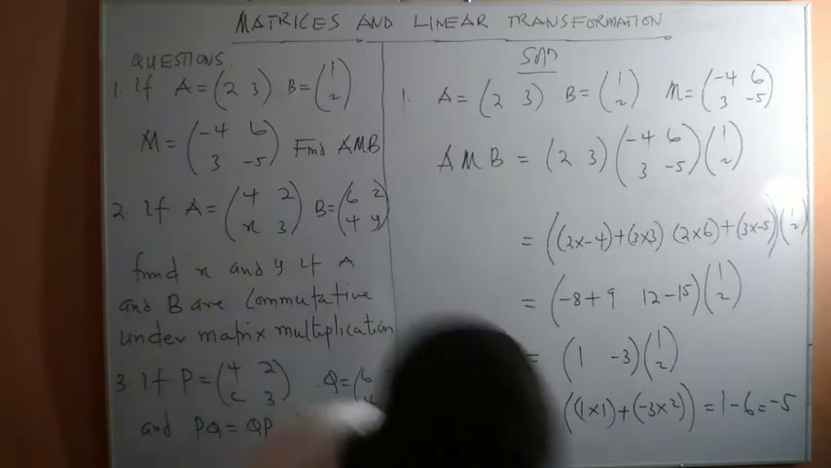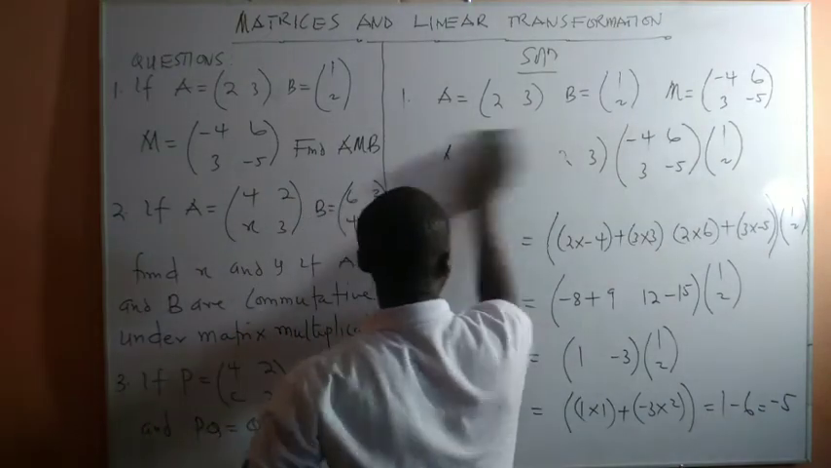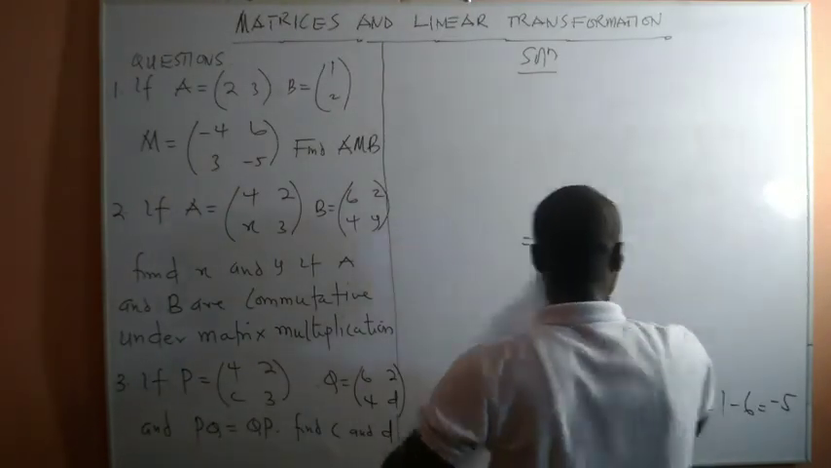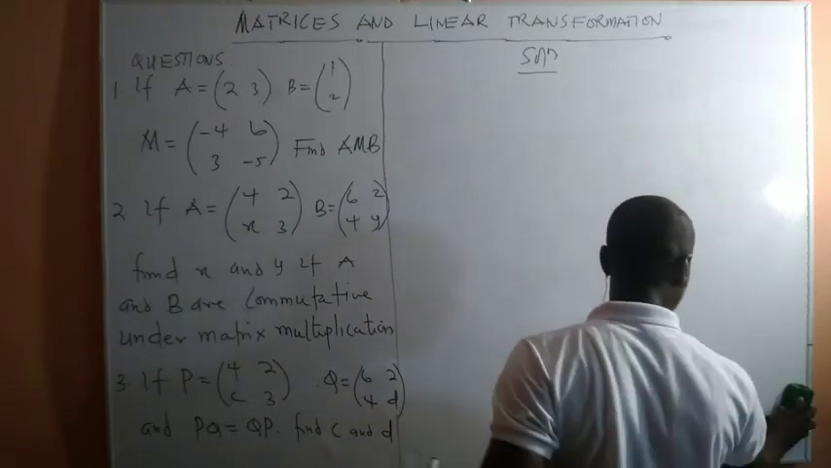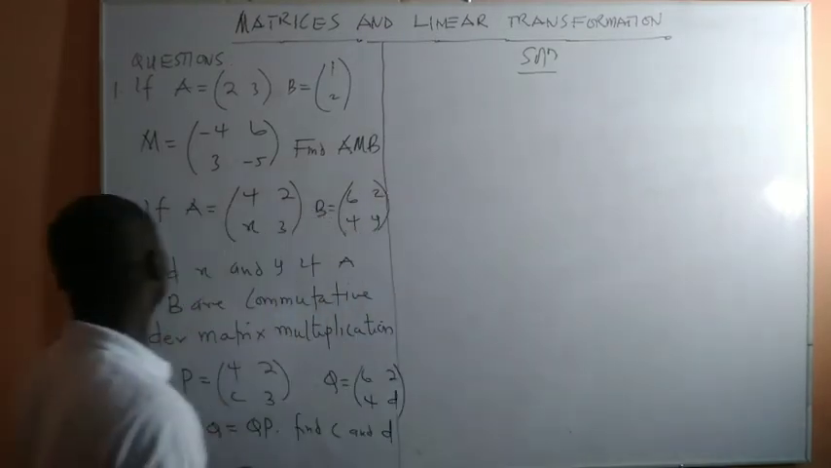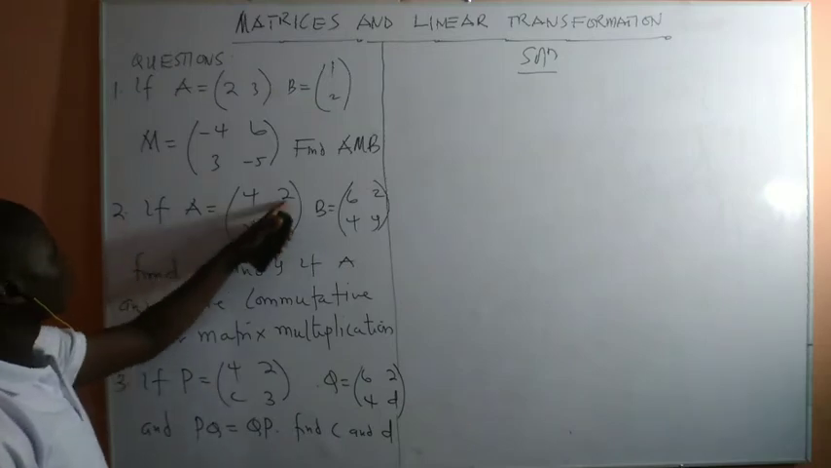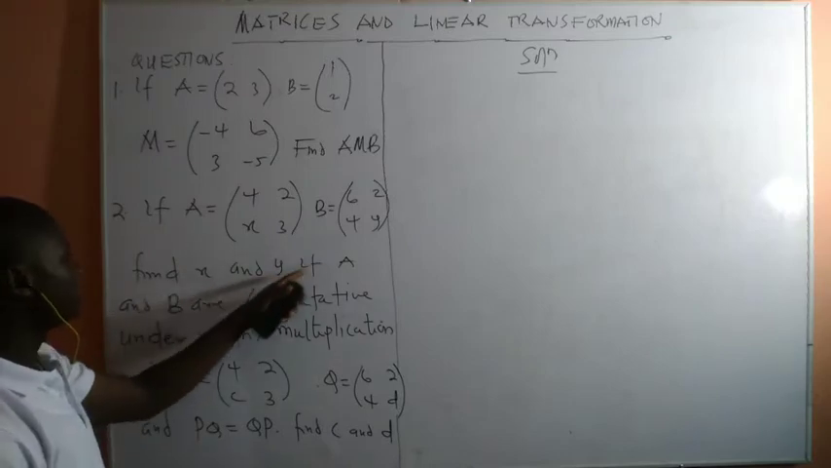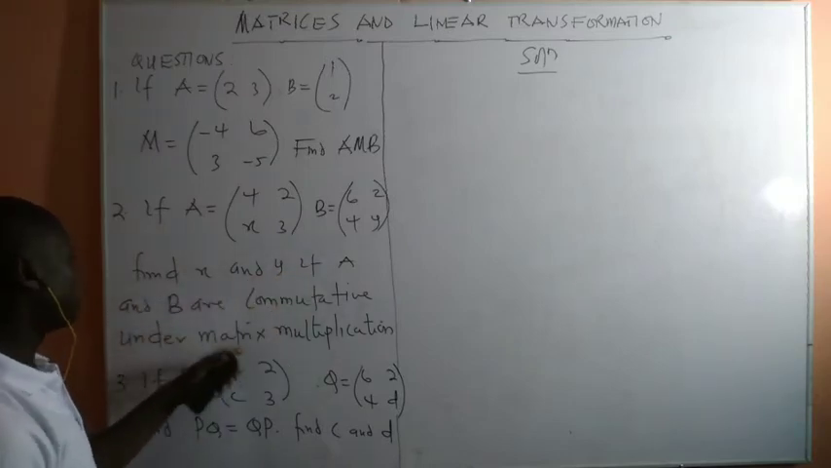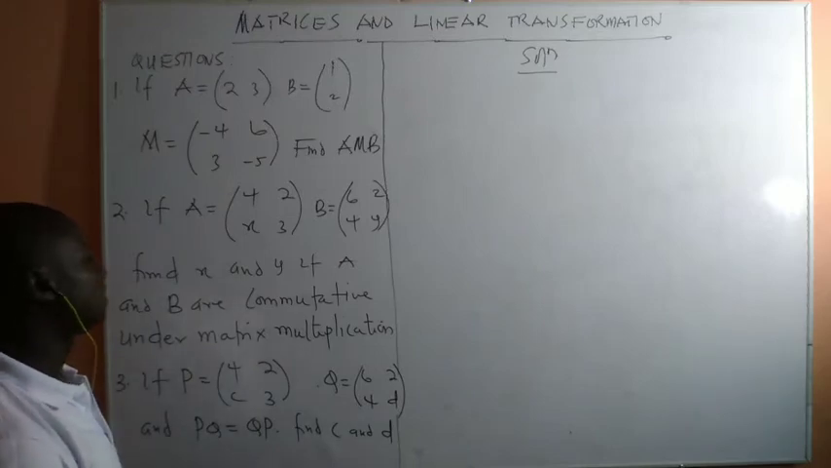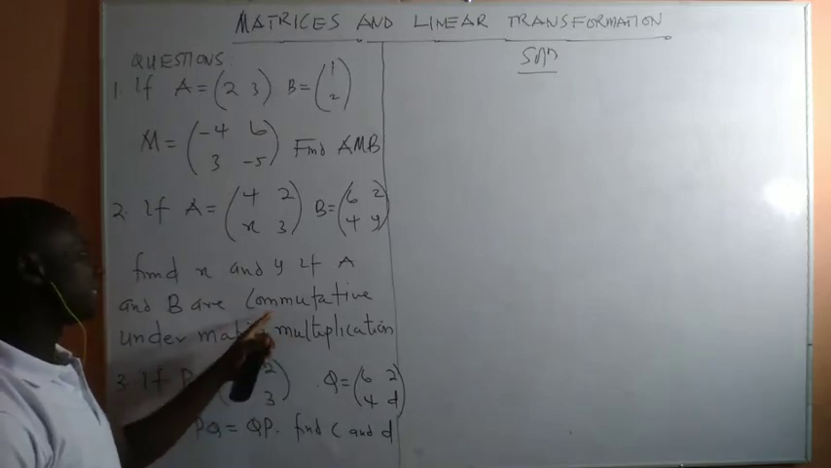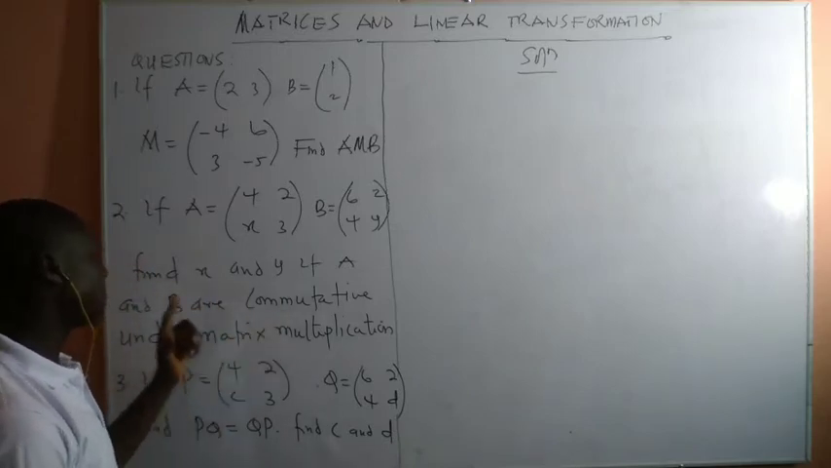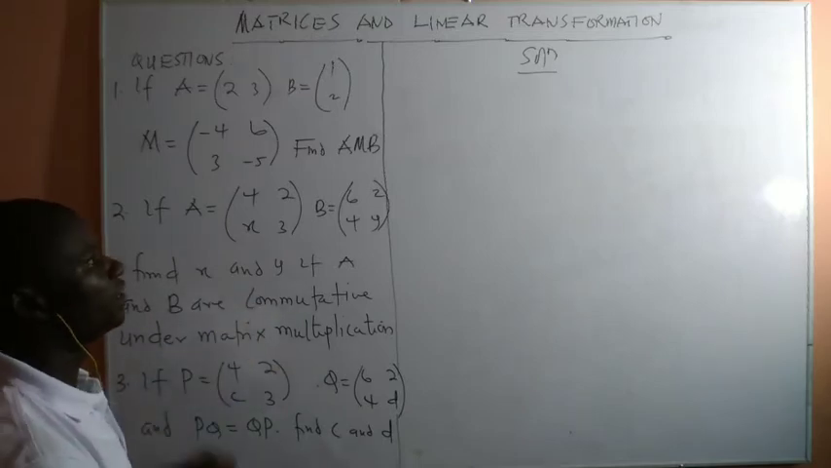Now we are done with the first question, so we proceed to the second question to see how best we can solve it. Question number 2: if A equals [[4, 2], [x, 3]] and B equals [[6, 2], [4, y]], we have to find x and y if A and B are commutative under matrix multiplication. We know that matrix multiplication is not commutative, but in this particular question, we are given the condition that A and B are commutative under matrix multiplication. So we have to obey whatever we are given.